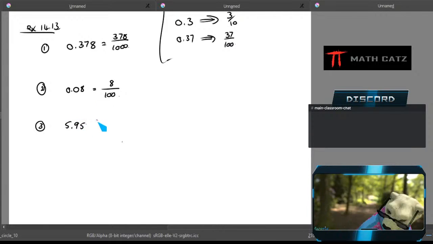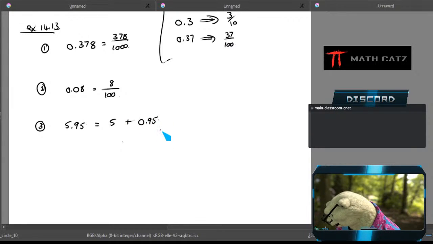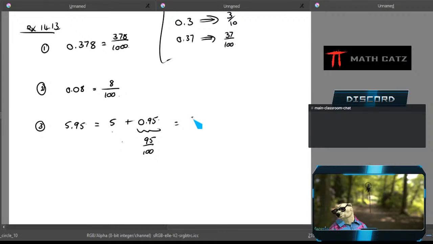5.95 is our next one. I don't care about the 5. I care about the decimal portion. I think almost it's better to do it this way, especially for what's coming up. This is just a 5, and 0.95 is 95 over 100. And I can then put it back into a mixed number, which is perhaps a more intuitive version. Or, of course, you could have gone 595 over 100 and have it as an improper fraction, whatever makes you happy.